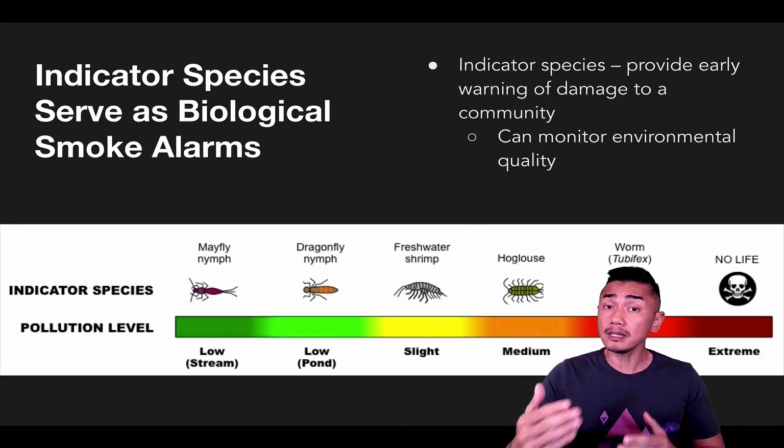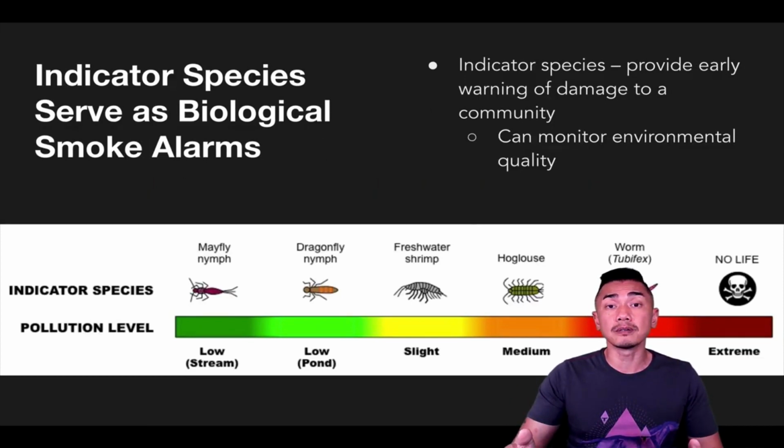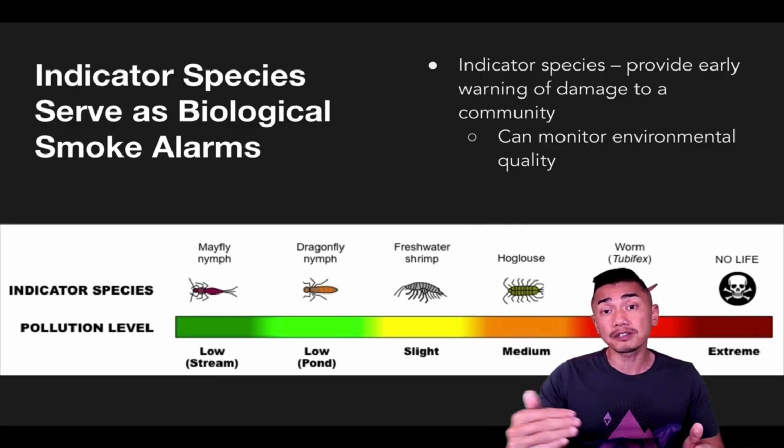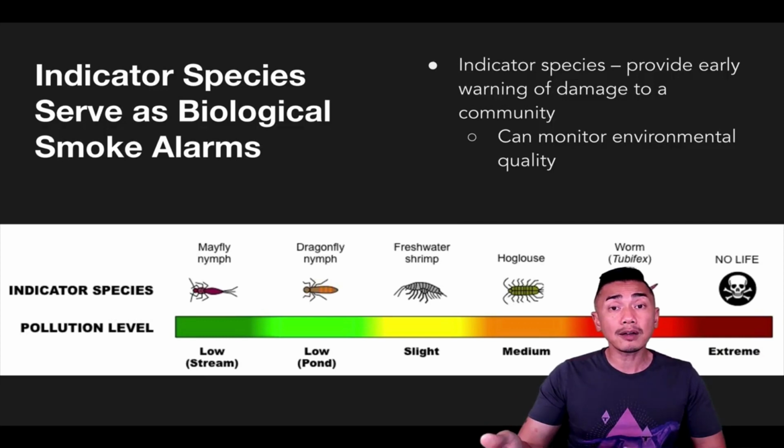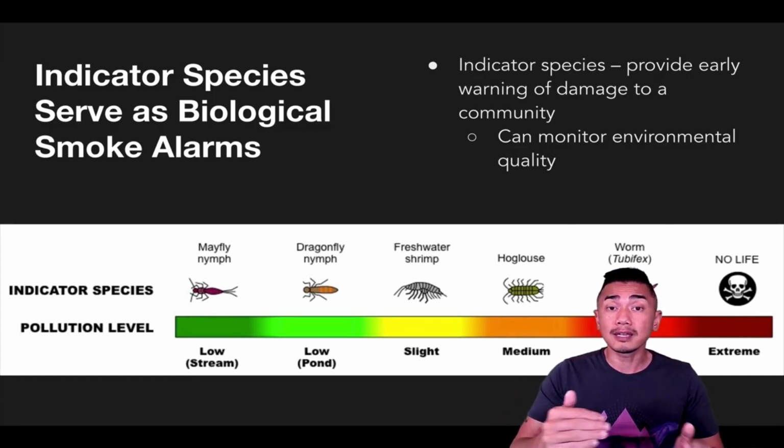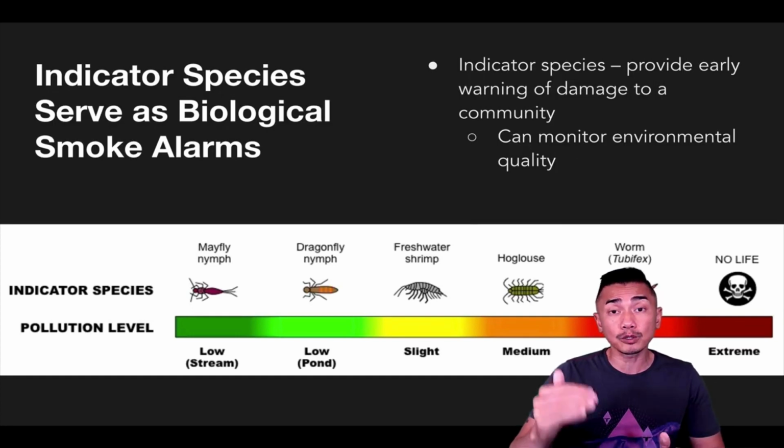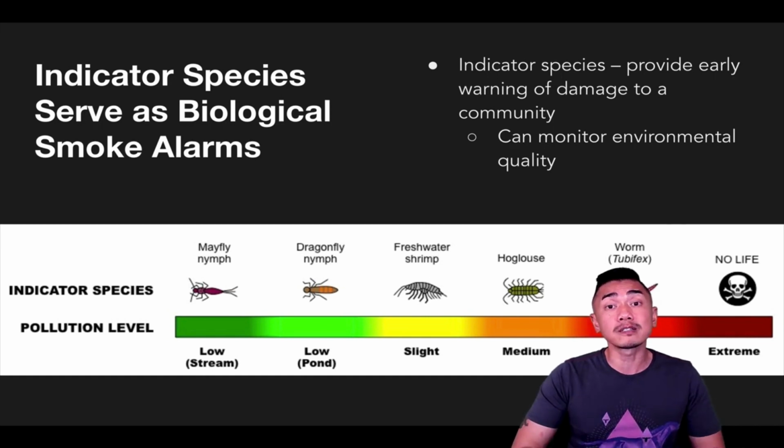Indicator species indicate the health of an ecosystem. They can warn you of any damage that may have occurred because of things like pollution, agriculture, or natural disaster. Because of this, they are good monitors of environmental quality. This diagram shows different invertebrates that can be found in fresh water at varying levels of pollution. The absence or presence of any of these organisms can indicate the pollution level in a freshwater system.